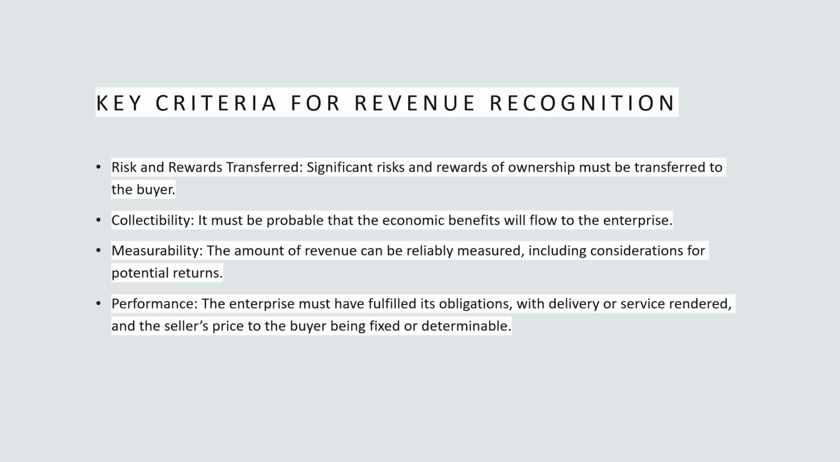So, key criteria for revenue recognition. There are a total of 4 criteria. Number 1, risk and rewards transferred. Significant risk and rewards of ownership must be transferred to the buyer. Next is collectibility. It must be probable that the economic benefit will flow to the enterprise. Third, measurability. The amount of revenue can be reliably measured, including considerations for potential returns. And lastly, performance. The enterprise must have fulfilled its obligations with delivery or service rendered, and the seller's price to the buyer being fixed or determinable.